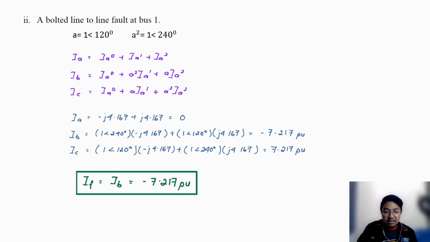So since the fault current in a line-to-line fault is equal to IB, the fault current is equal to negative 7.217 per unit. So that's all from me.